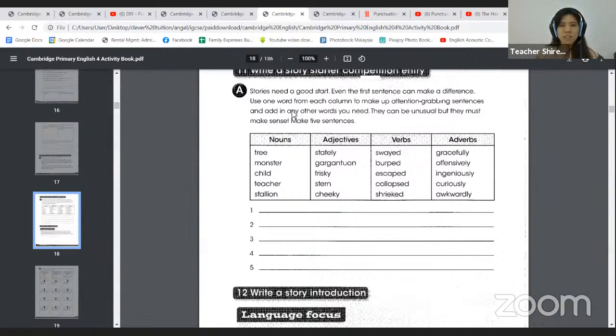in the stately tree in New York, or wherever it is. The stately tree in New York swayed gracefully as the wind blows. Okay, that's how you combine the whole sentence. The stately tree swayed gracefully when the wind blows.